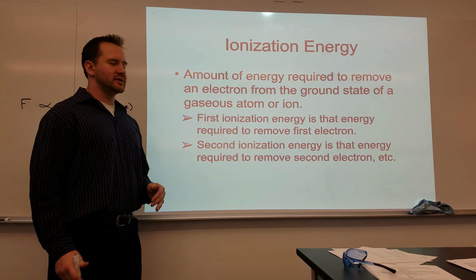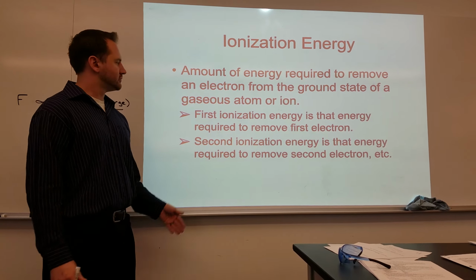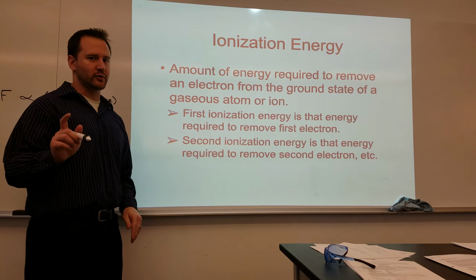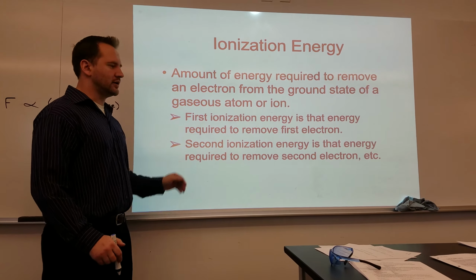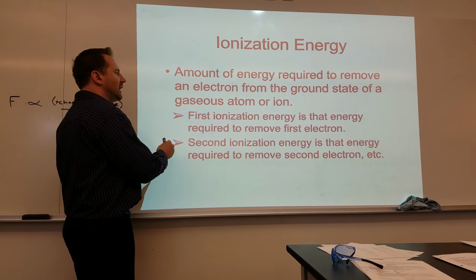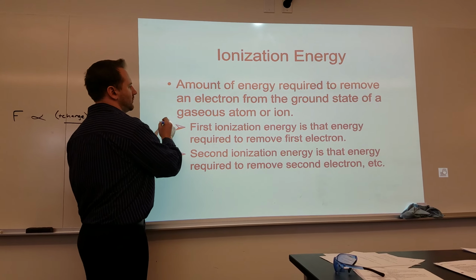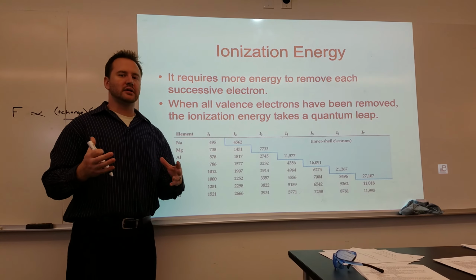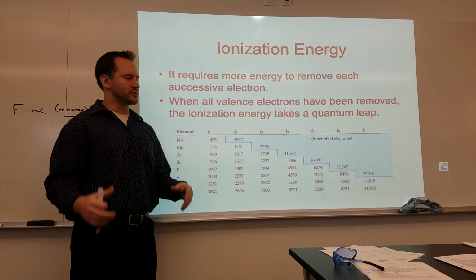And then we're also going to look at subsequent ionization energies. So the first ionization energy is the amount of energy required to remove the first electron. Second would be the amount required to remove the second electron, so on and so forth. And this is going to be completely related to how many electrons the atoms have in their outer shell.